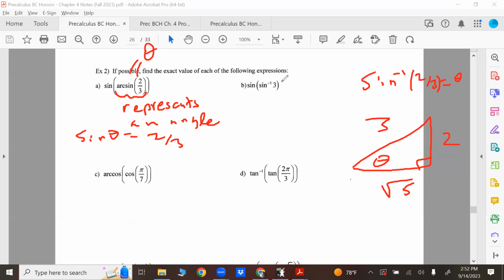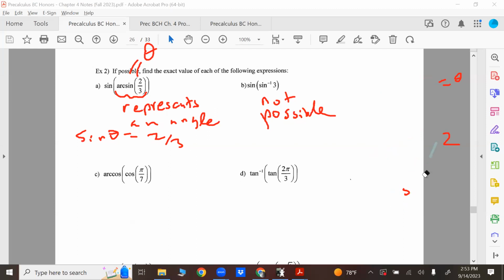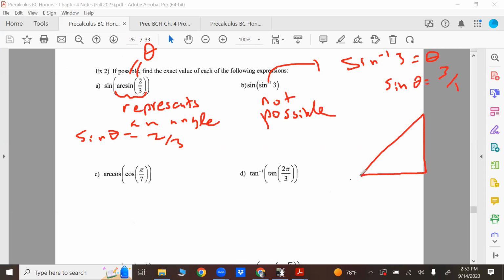Now this one I know is not possible. Why is that one not possible? Let's think about basic SOHCAHTOA too. This is telling me that inverse sine of 3 equals theta. Opposite can't be 3 times that. Exactly, how can the opposite side be bigger than the hypotenuse? So 3 and 1? That makes no sense, right? That's why it's not possible.